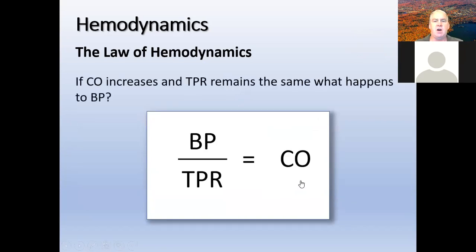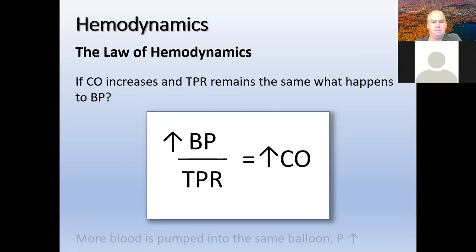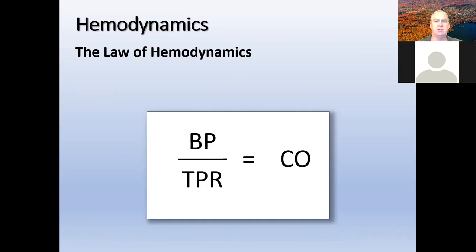If cardiac output increases, this is the way I want you to start looking at this. If this goes up, what happens to this over here? It's just like math. If you've got a mathematical equation, you change one side, the other side changes as well to keep it equal. So if cardiac output increases and total peripheral resistance stays the same, what happens to blood pressure? CO goes up, this is constant. It has to go up, right? To keep both sides equal. If you're pumping more blood into the same balloon, the pressure on the wall is going to increase. So cardiac output increases blood pressure.